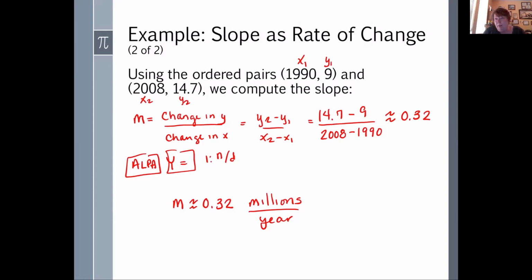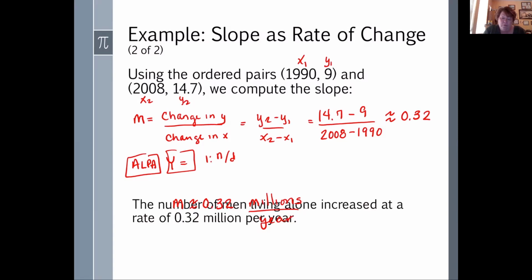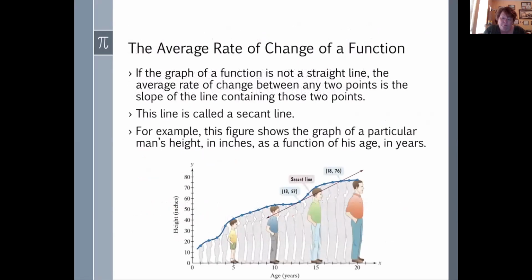Now, this function's probably not linear. So what do we do if we have a function that's not linear, but we want to find the rate of change? We're going to look then at the average rate of change. If the graph of a function is not a straight line, the average rate of change between any 2 points is the slope of the line containing those 2 points. We call this line the secant line.